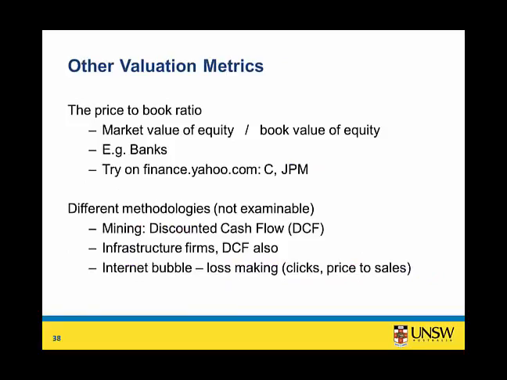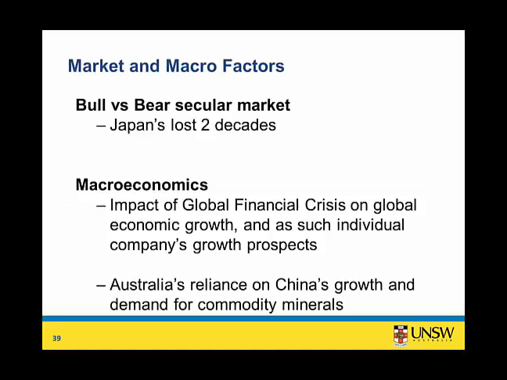So you can use the price to book ratio as an alternative, especially if the price earnings ratio is negative. You could switch to using price to book ratio instead for a price target calculation. There are other methodologies that are used in the real world to do valuation, and we've listed these here, but they're not examinable in 1B.